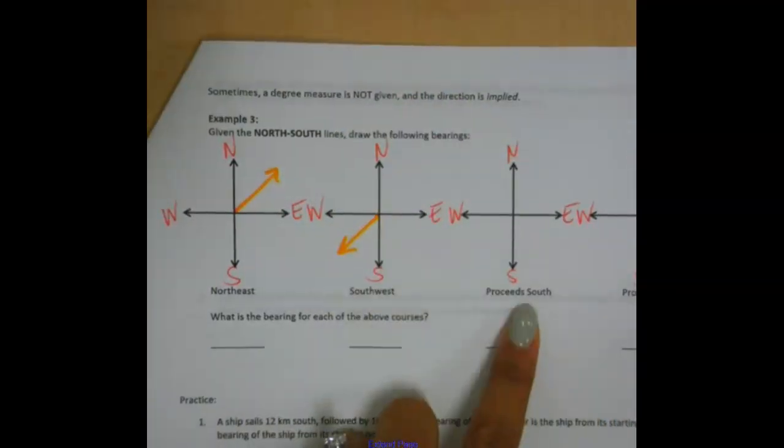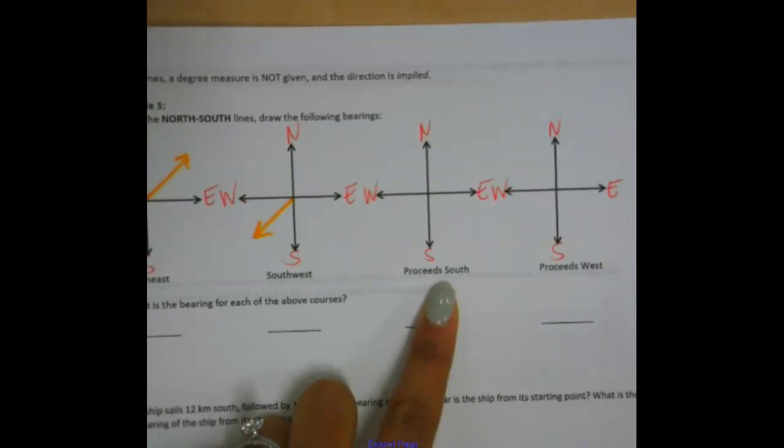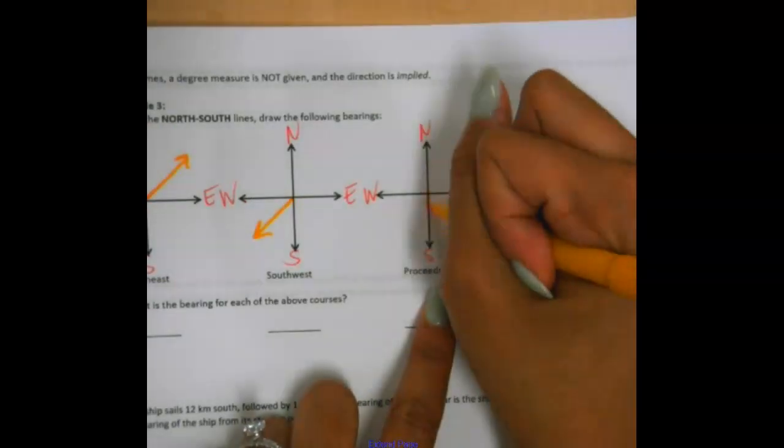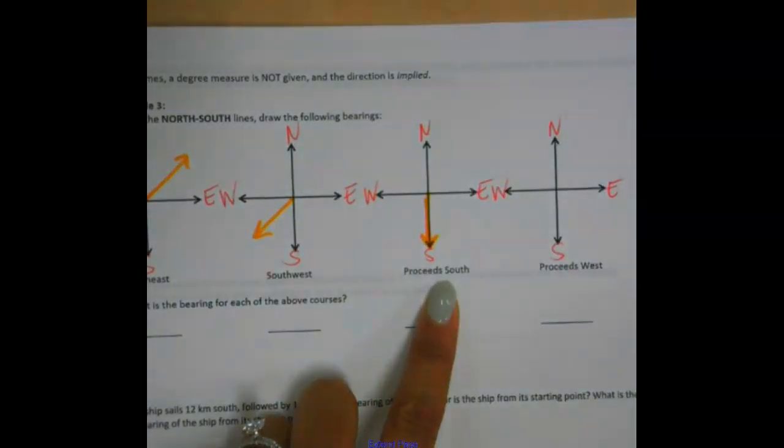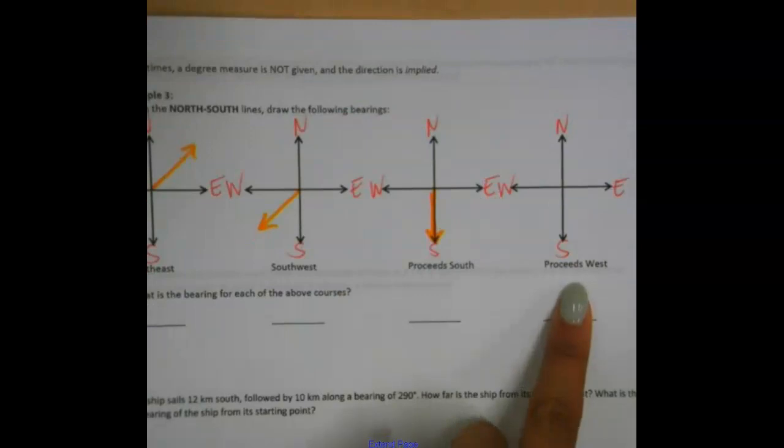Where's south? If you're proceeding south, where would that be? It's pretty much straight down. Literally straight down this compass, right down here. Straight down. Which means proceeding west would be to the left or to the right? To the left.